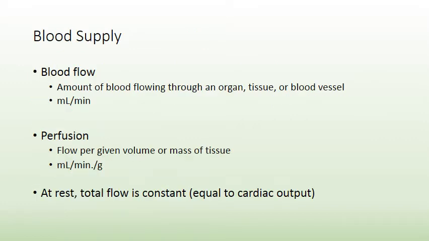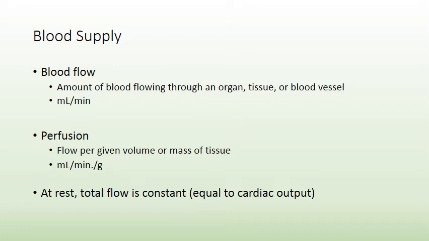A couple of terms that we defined quickly at the end of yesterday's lecture, so we'll go back through them now. So blood flow, as a reminder, is going to be the amount of blood that is going to an organ or tissue or a blood vessel at a specific time. We can compare that to perfusion, which is going to be the flow per given volume or mass of tissue. So we measure that as milliliters per minute per gram. So we may have a large organ that will have less perfusion but greater flow than a small organ.